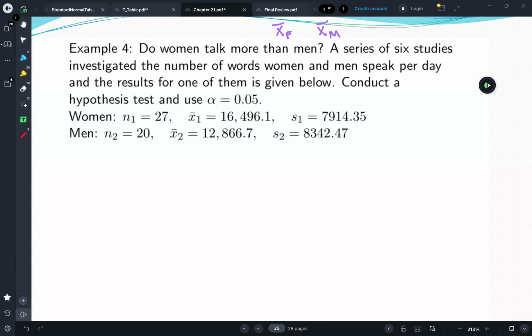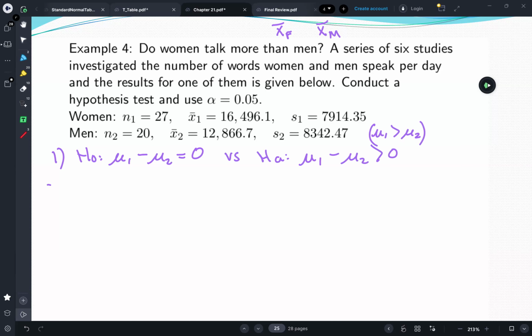So let's do it. First, we're testing that there's no difference: the average number of words for women, subtract the average number of words for men, is 0. We're saying no difference. Versus, we're going to see if women talk more than men: mu1 subtract mu2 is greater than 0. That's the same as saying mu1 is greater than mu2, meaning women speak more words per day than men.